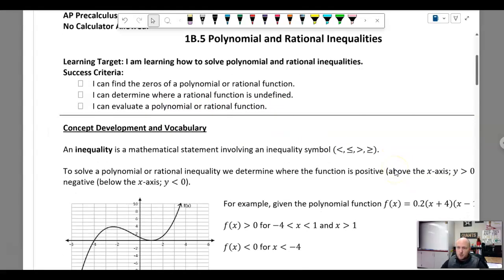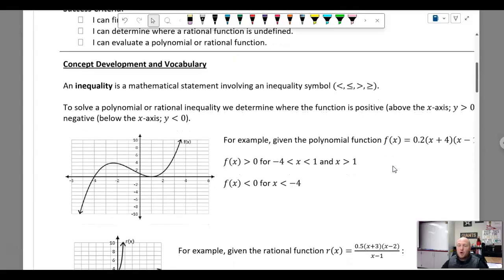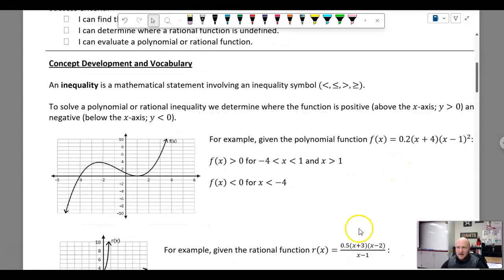Okay, so I do want to go ahead and recap what an inequality is. An inequality is a mathematical statement just saying that two expressions are not equal. And here, remember, are the types of inequalities. We have less than or equal to, greater than or equal to.